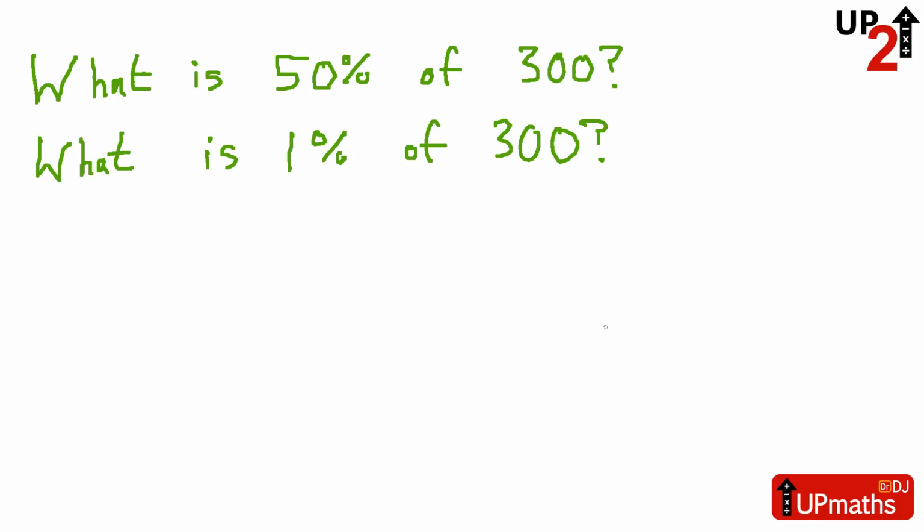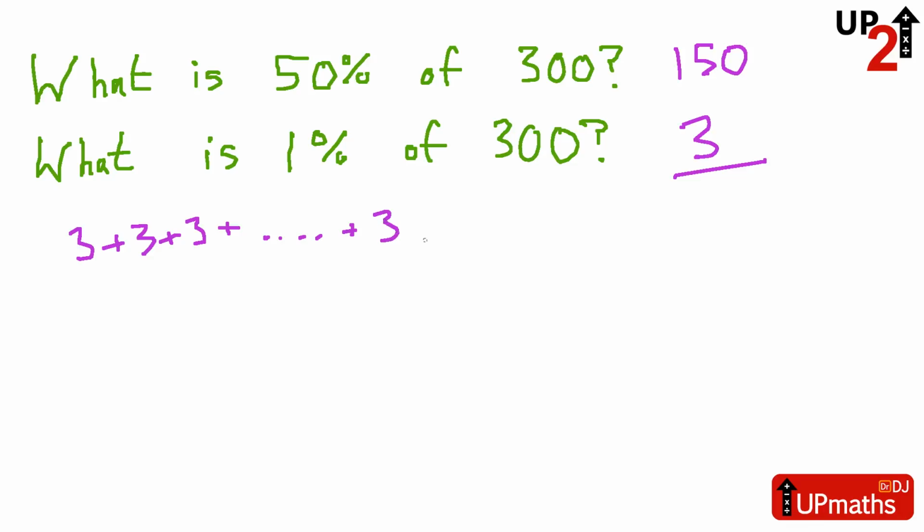Okay, pause the video if you like. What is 50% of 300? That's 150. What's 1% of 300? That's 3. I just kind of feel that answer. It just feels like the right one. I think it's hard to explain. I mean, you could explain it as 3 plus 3 plus 3 plus... If you do that 100 times, you end up with 300.